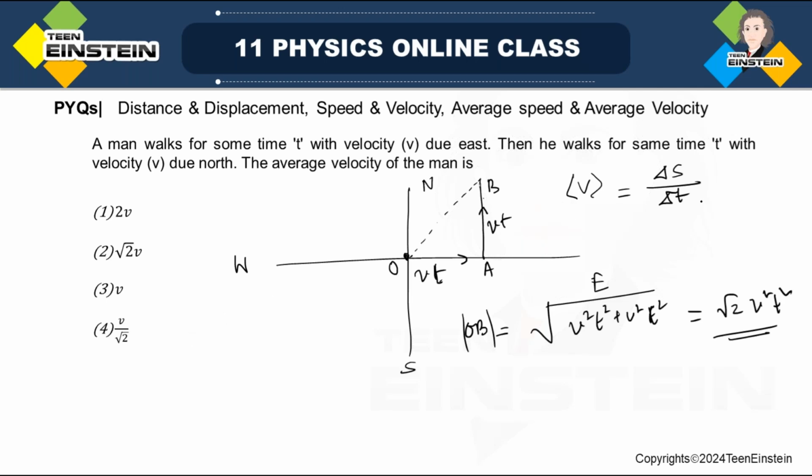So the average velocity will be root 2 v t, sorry, not v square. Here it is coming out of the square root. So both will be t, divided by 2t. Okay, so like that, see this t goes up, we get v by root 2. So option 4 will be the correct answer for this question.